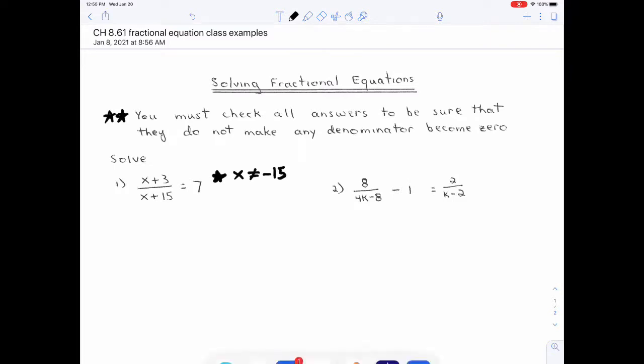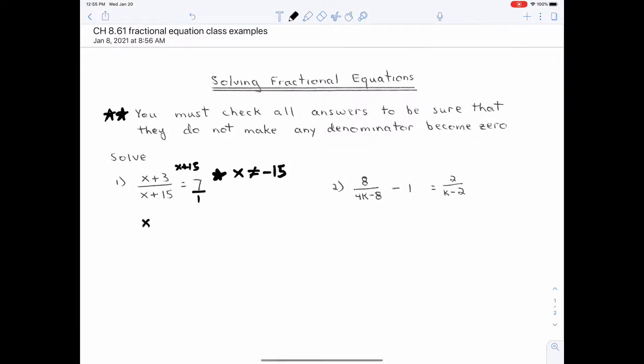So what's the denominator? Well, the denominator here is 1. So what's the common denominator? If I was going to add all this together, it would be x plus 15. So I'm going to multiply both sides by x plus 15. What happens on the left-hand side? The x plus 15s cancel, and you get x plus 3. And what happens on the right-hand side? It just gets 7 times x plus 15. And now just solve it. When you're all done, you just have to make sure that your denominator wouldn't become zero, in other words, that you don't get a value of negative 15.